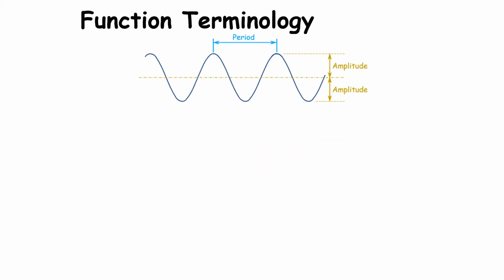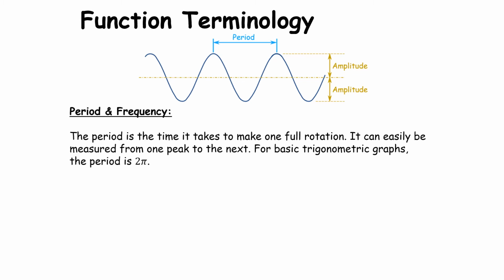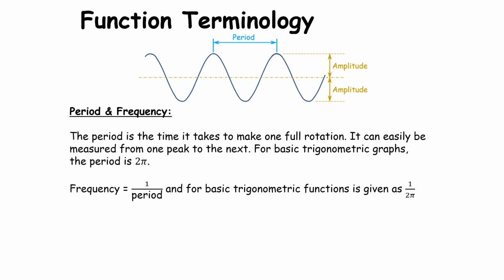So just some terminology around our function. We have the period, which is the length of time it takes to make one full rotation. It can easily be measured as peak to peak, but you can measure it in whatever way you like as long as you take a full rotation. For the basic trigonometric graphs, the period is 2 pi. I say basic, like the ones we've just seen, before any transformations get applied. The frequency is 1 over the period, and for basic trigonometric functions, it's given as 1 over 2 pi. We're going to see how that changes slightly as we move into the transformations.